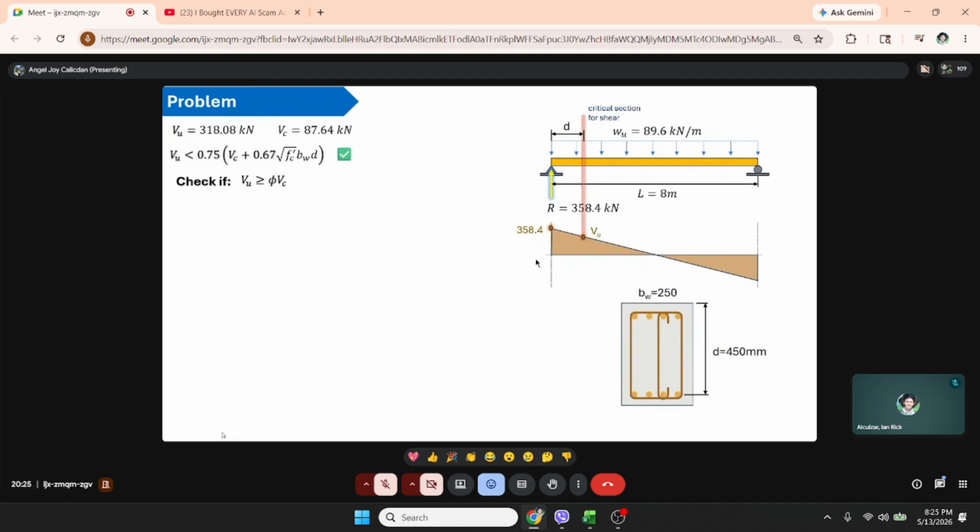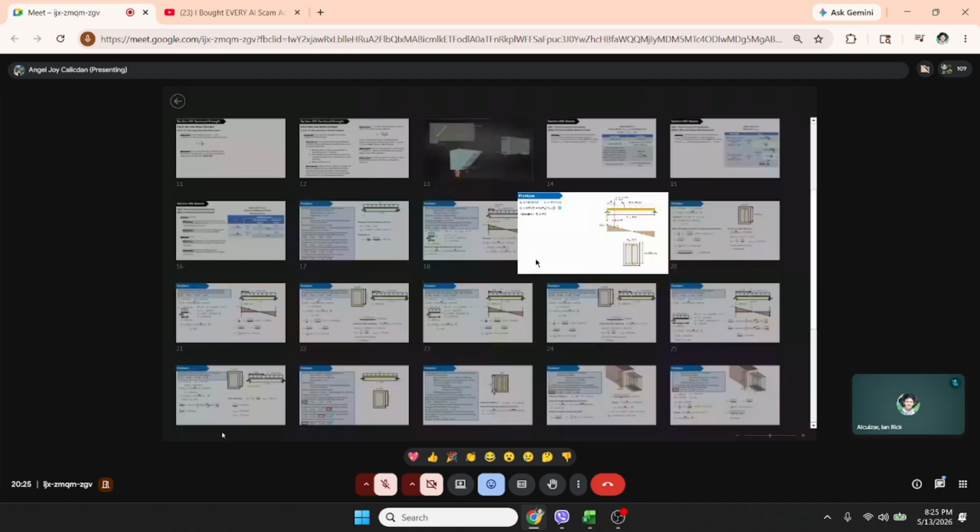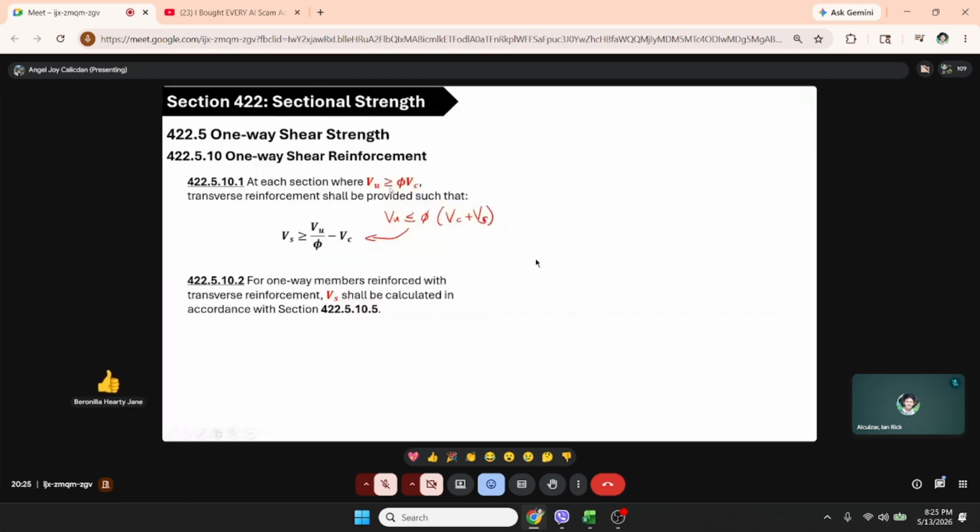Okay, according to the code, if VU is greater than VC, we can use the formula VS is greater than or equal to VU over phi minus VC. And if this cannot be satisfied, we cannot use the formula and we check the AV minimum.